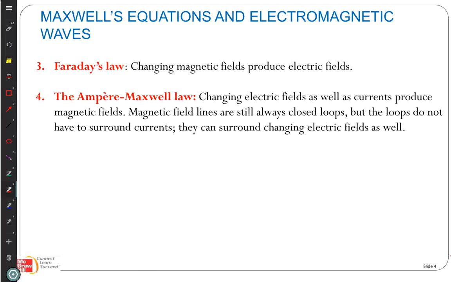Now, we saw it a little bit differently. We saw a changing magnetic flux created a voltage. That's the way we saw it. But as we'll see on another slide or two, that is the same as saying that a changing magnetic field creates an electric field. And then there's the Ampere-Maxwell law.